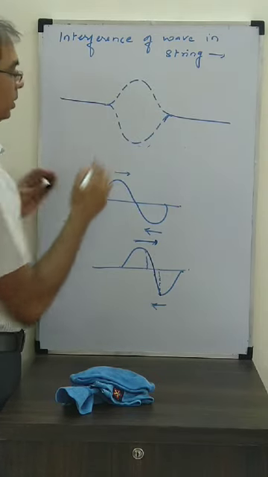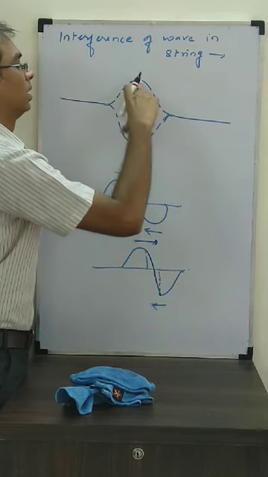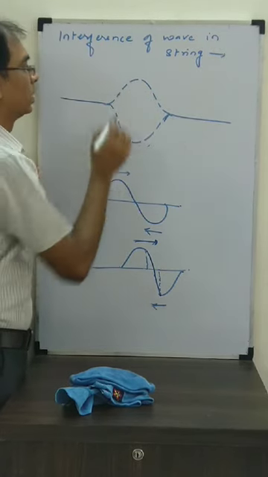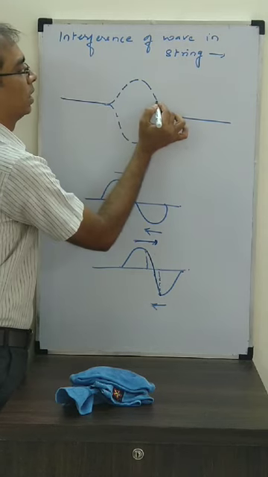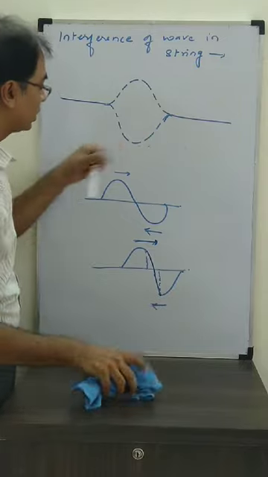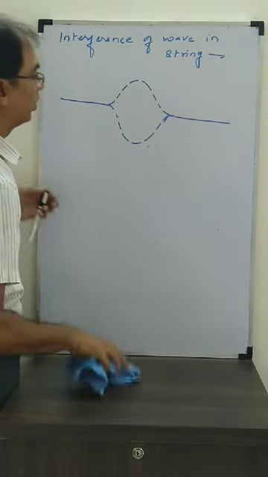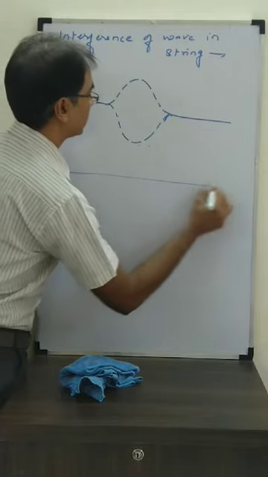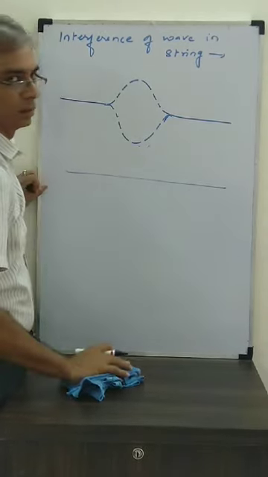What will be the shape of the pulse in this case? Now you see that this is minus a, this is plus a. If you add them, what will come? 0. This is plus y1, this is minus y1, add them, 0. Here plus y1, here minus y1, add them, you get 0. So in this particular case, when both the pulses are one over the other, the shape of the string will be like this. No pulse will be visible.